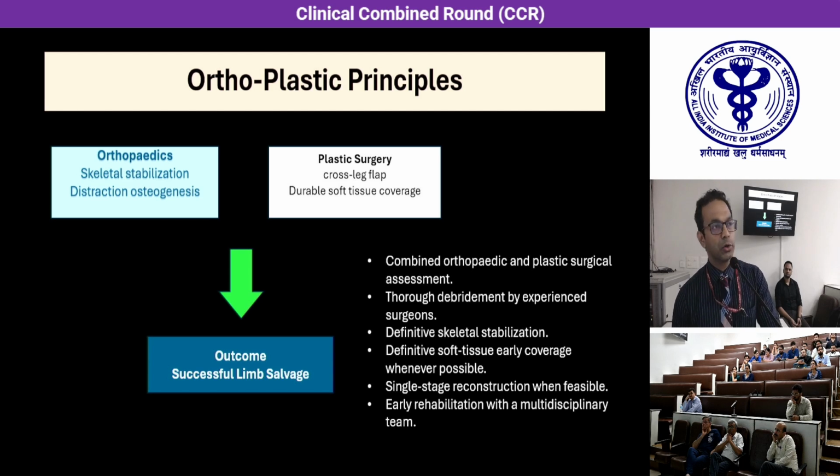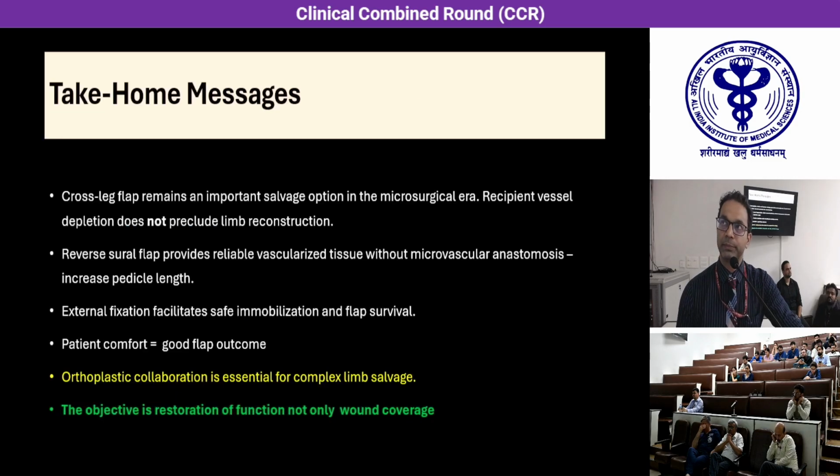So this is called the orthoplastic approach. Two teams, orthopedics and plastic surgery, work hand in hand. Orthopedics will do skeletal stabilization. Here distraction osteogenesis is also done. And we have to give soft tissue coverage, that is, a durable soft tissue coverage. In this way, you can have durable limb coverage. With our collaboration, we have made it possible that this kind of limb can be salvaged with a cross-leg flap. Here we have to understand that if the patient is comfortable in this position, then you have a good flap outcome.